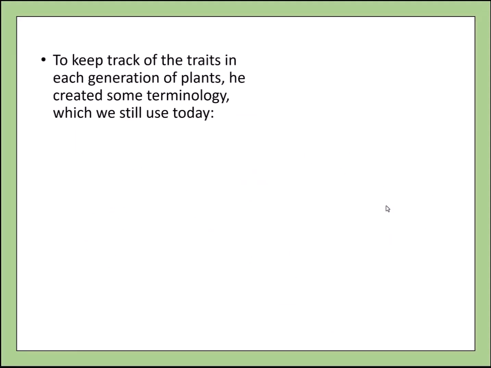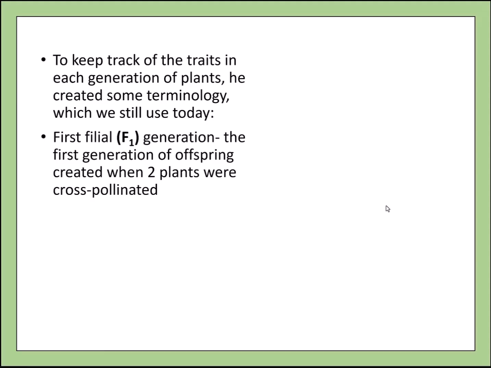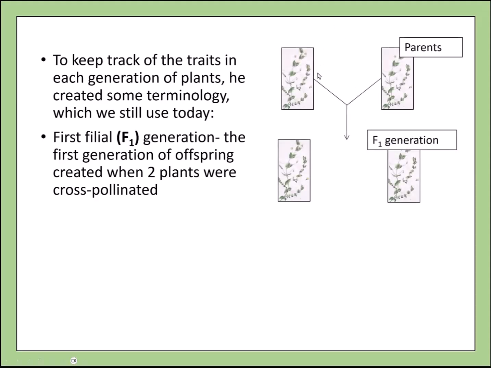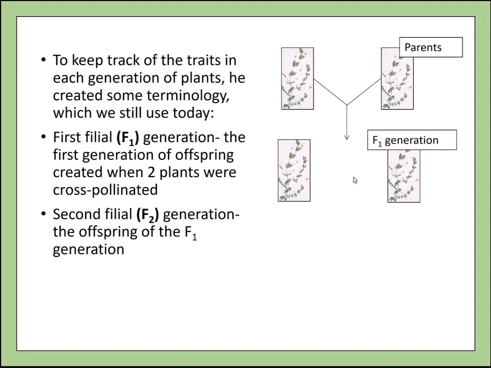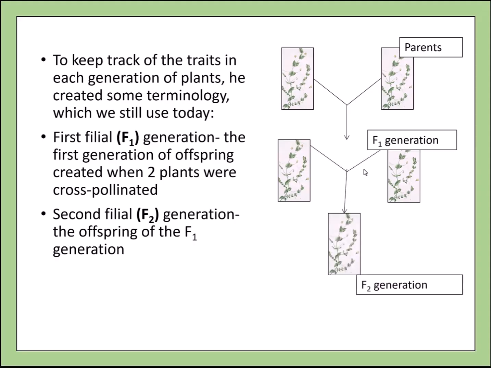In order to keep track of the traits in each generation of plants, he created some terminology which we still use today. The first filial or F1 generation is the first generation of offspring created when two plants were cross-pollinated. So here are the two parent plants, and their offspring create the F1 generation. The second filial or F2 generation are the offspring of the F1 generation. So if these two plants were cross-pollinated, they would create an F2 generation of plants.